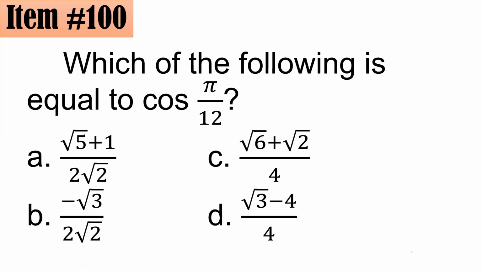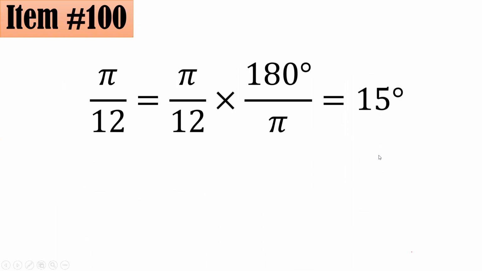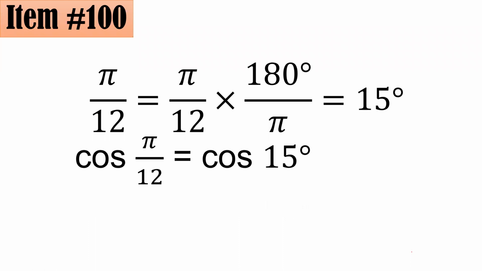Okay, marami pong paraan upang gawin to. Of course, you could use your calculators with you. For now, I will convert this radians to degrees. Remember, to convert radians to degrees, we can multiply it by the conversion factor, which is 180 degrees over pi. And their product is 15 degrees. So cosine pi over 12 is equal to cosine of 15 degrees.